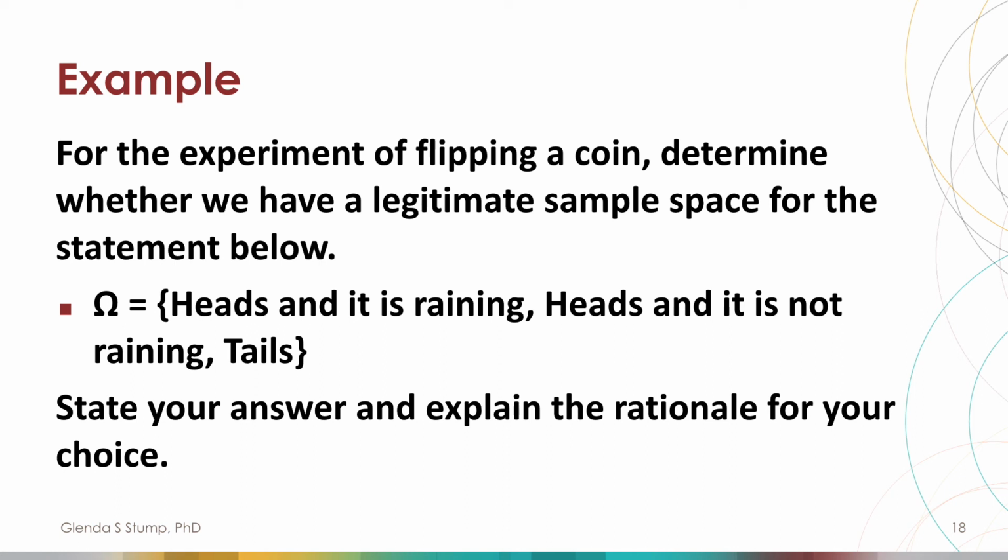Here's another example, and this comes from one of the courses that we used in the project, one of the statistics and data analysis MicroMasters courses. For the experiment of flipping a coin, determine whether we have a legitimate sample space for the statement below. And you can read that: omega equals, and then the statements are heads and it's raining, heads and it is not raining. So the instructions are to state your answer and explain the rationale for your choice.